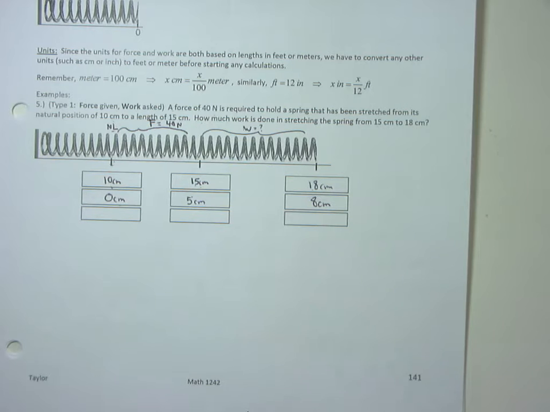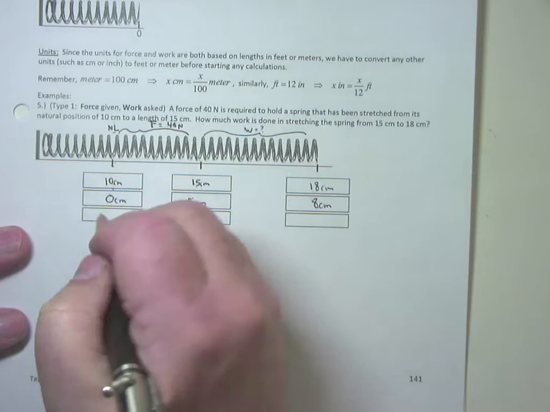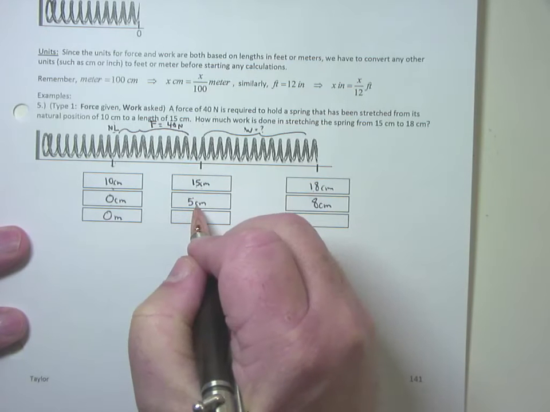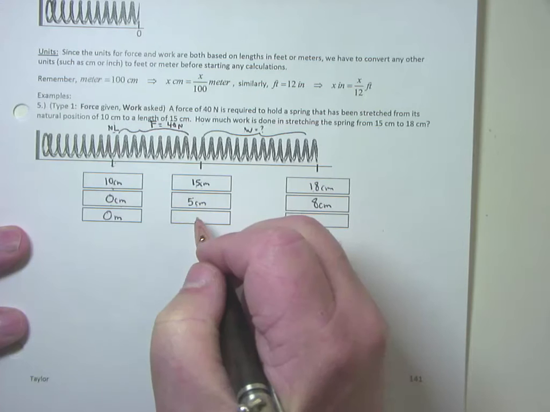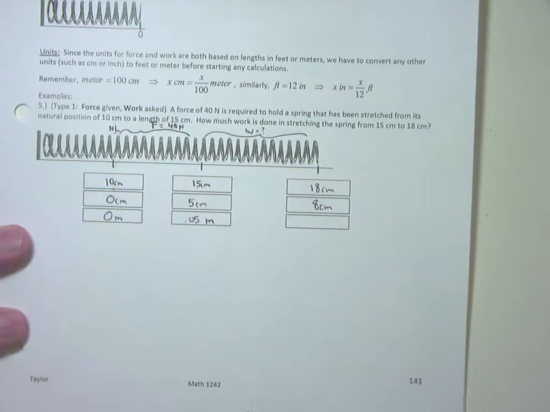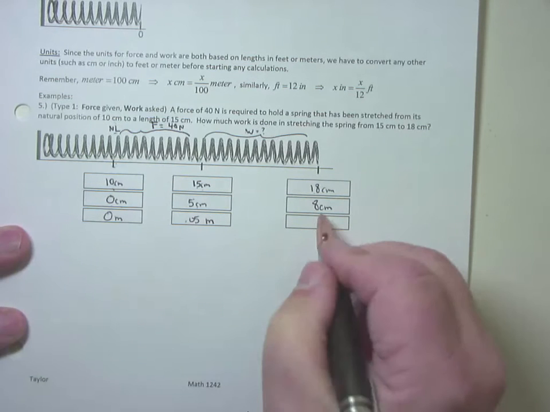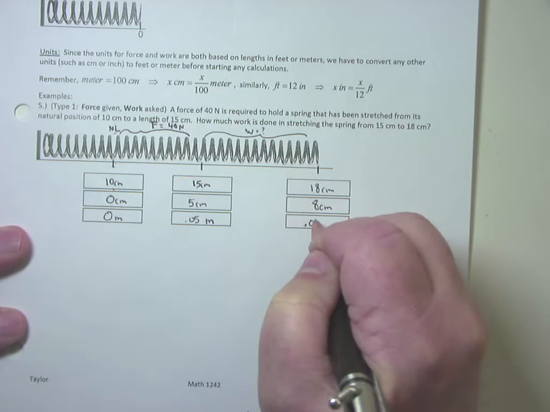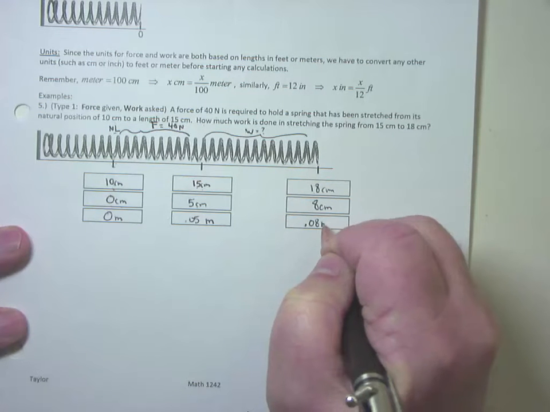What exactly is 0 centimeters? No problem. That's 0 meters. What exactly is 5 centimeters? Convert that to a meter. Centi, you divide by 100. That would be 5 divided by 100, or 0.05 meters. Does that make sense? And 8 centimeters would be equivalent to what in terms of meters? Divided by 100, 0.08 meters.